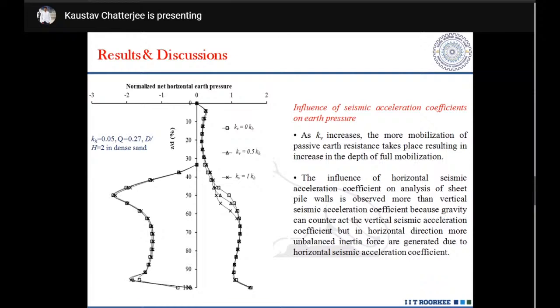The influence of the horizontal seismic acceleration coefficient on the analysis of the sheet pile is observed to be greater than that of the vertical seismic acceleration coefficient, because gravity can counteract the vertical acceleration coefficient, but in the horizontal direction, more unbalanced inertia force is generated. That's why KH plays a very significant role as compared to KV in this particular study.